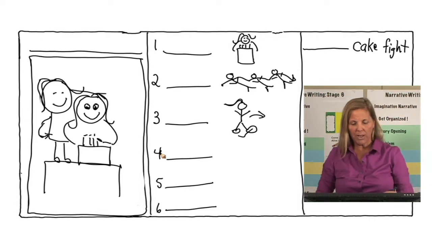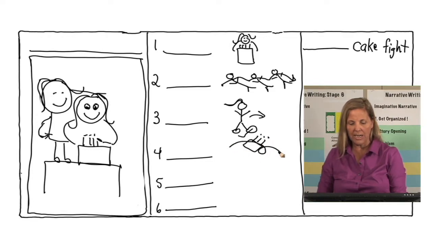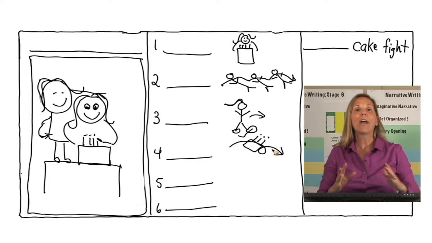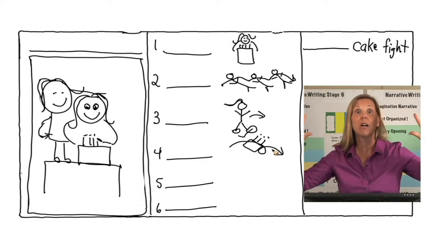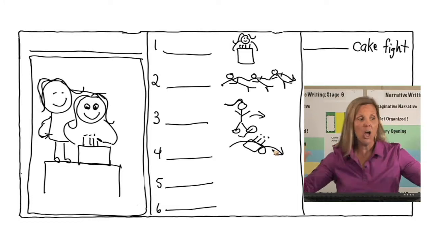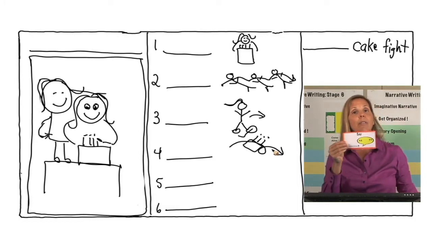The cake went flying through the air. All right, so we're going to have a cake, and we're going to show how it went flying through the air. What happened next? So the cake goes flying through the air, and then what happens? Everyone's shouting, no! In this case, everyone's shouting no, so we have our dialogue.